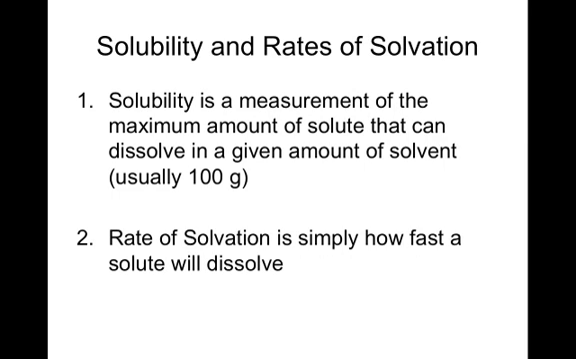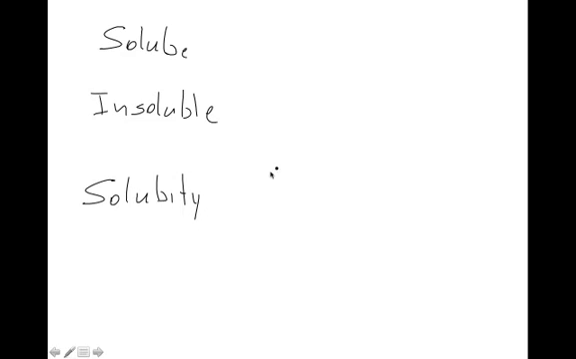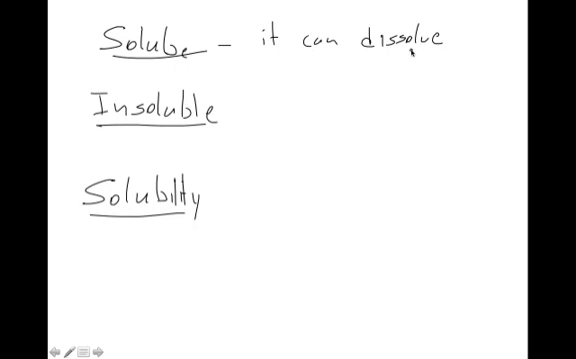Okay, let's talk about solubility and rates of solvation. Now, I need you to make sure that you understand some comparative definitions, if you will. So the word soluble, the word insoluble, and the word solubility. Make sure that you understand the differences between these three words. Soluble simply means it can dissolve. It has the ability to dissolve. Insoluble means it cannot dissolve.